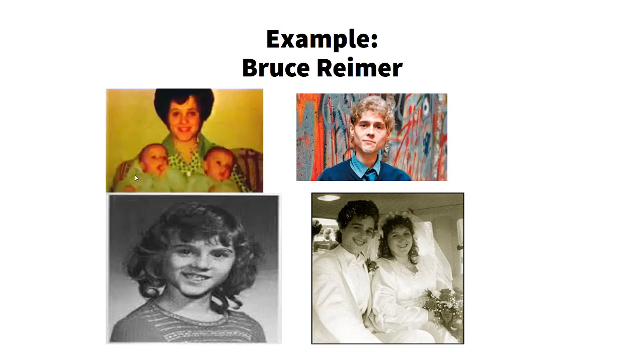So Bruce Reimer, in turn, there was a surgery to remove all of the remaining parts of his penis and give him what looked like a mock vagina. And Bruce was renamed Brenda. So in turn, Bruce became Brenda. And so over time, the Reimers really did try to bring their son up as a girl.